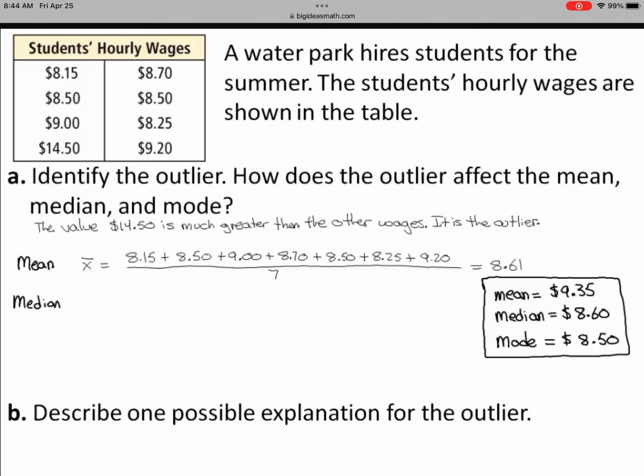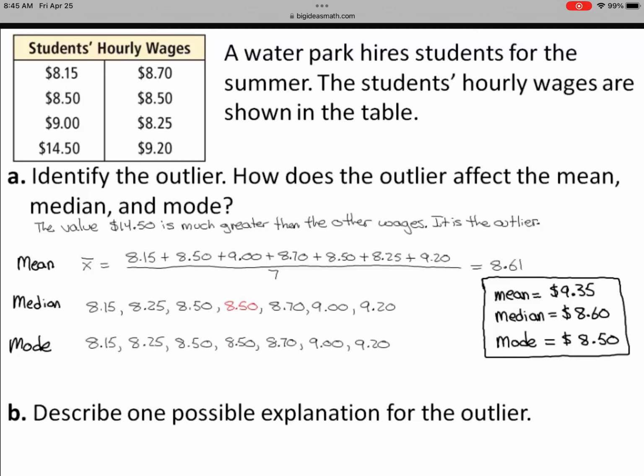Next find the median of the data without the outlier. First order all of the data except the outlier in numerical order. The median is the middle value, or $8.50. Next find the mode of the data except the outlier. With the data ordered, you can see that $8.50 occurs most often, so the mode is $8.50.